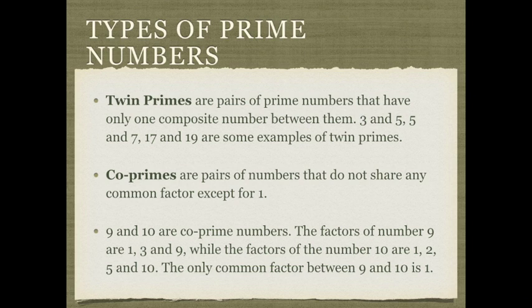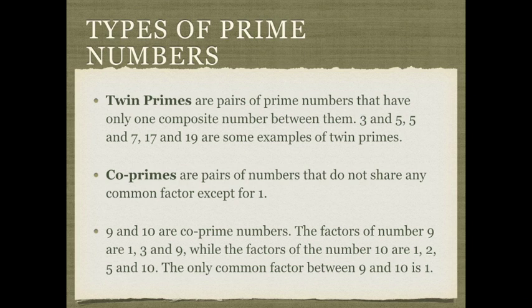Coming to co-primes. Co-primes are a pair of numbers that do not share any common factor except 1. So co-prime numbers are the ones having no common factor except 1. For example, 9 and 10 you take. 9 and 10 are called co-prime numbers because they do not have any common factor except 1. But in this, you just observe, 10 is not a prime number. But still, 9 and 10 are called co-prime numbers.